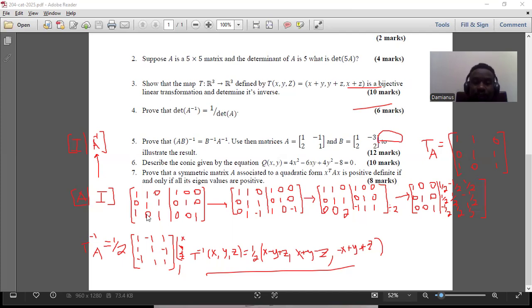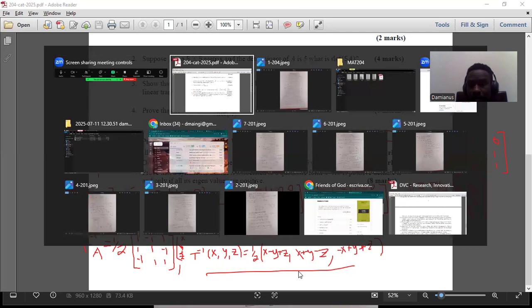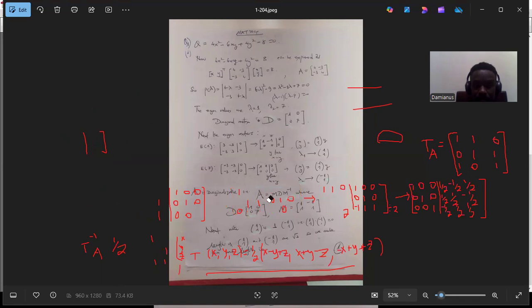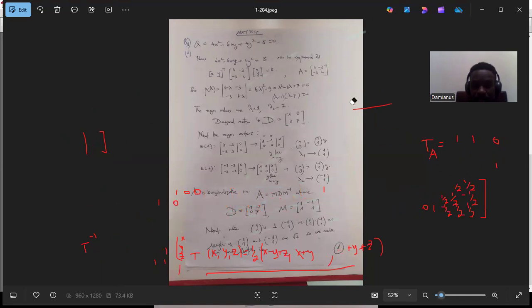Now, numbers 6 and 7, this is where I had some slides to show you. So for number 6, describe the conic given by this equation. Here I have something nice for you. Let me see whether I do have something nice for you. Yes, I do. So let's erase this so you can see it. Now, how much time do we have? Maybe 5-10 minutes maximum. All right, so I just erase this very quickly.